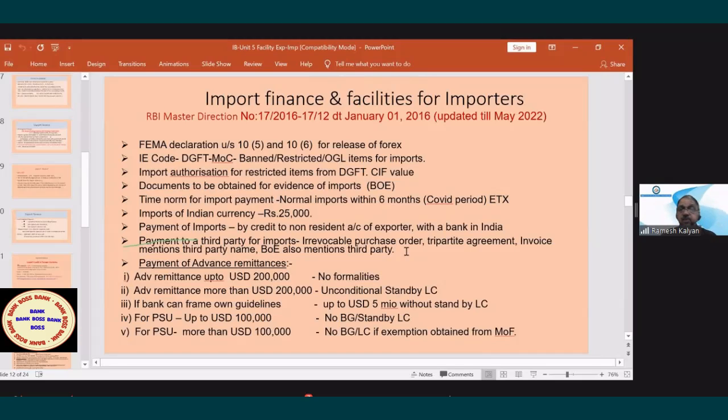But if it says that the payment has to be given to a third party other than the buyer, then we should verify. Irrespective, a purchase order should be there, one tripartite agreement should be there. Most important, the bill of entry also should mention the third party to whom we are making the payment. This is only for academic interest. I don't think they will be asking questions on it, but most questions will be asked on the period, this amount, bill of entry, and the payment of advances.